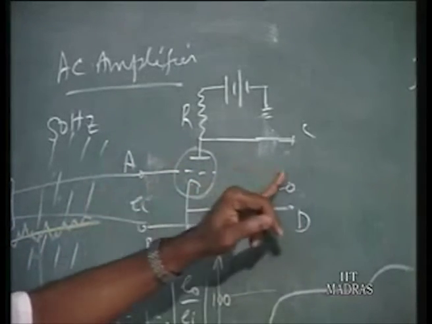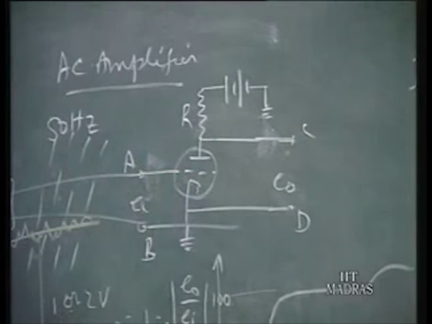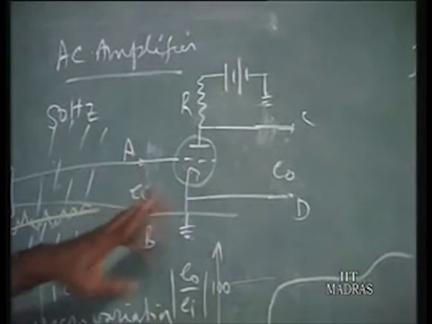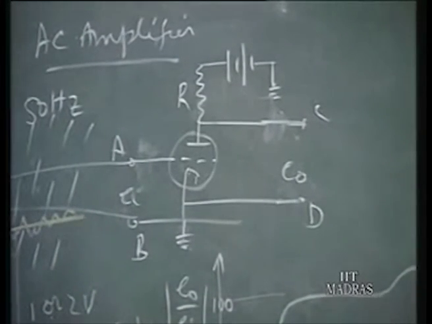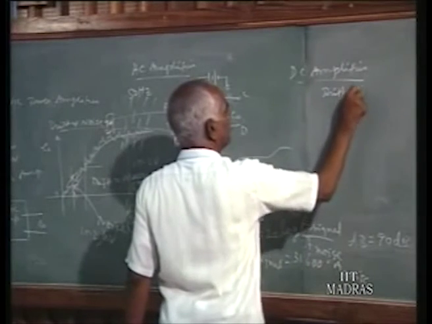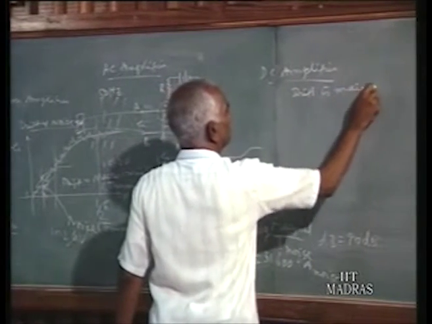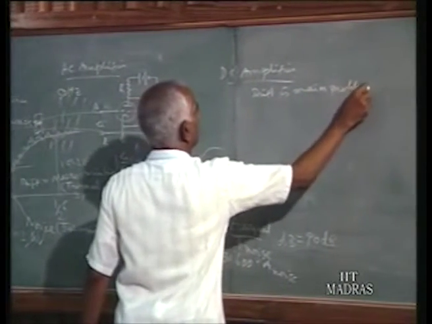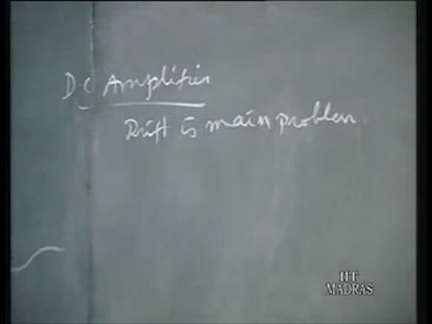So when EA is 0, EO is 0. Then only you have the proportionate relation between EA and EO. You cannot have any variation because the signal will be lost. So drift is the main problem in the DC amplifier. To overcome this, nowadays people go for the chopper amplifier.